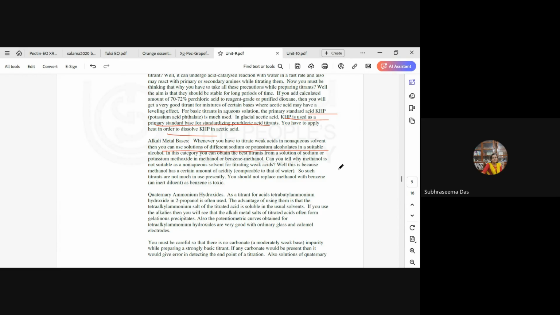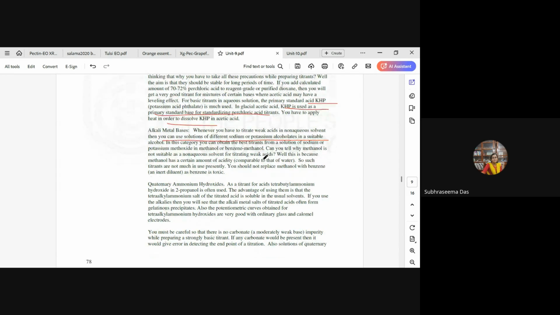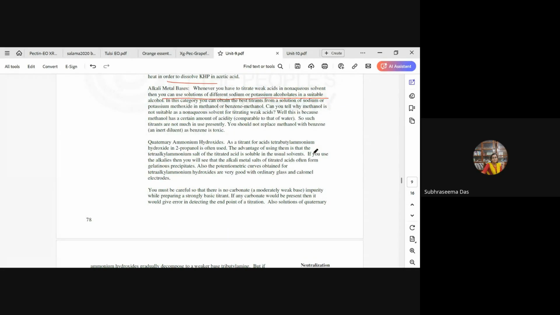Such titrants are not in much use presently, and methanol is also toxic in nature. That is why this type of titration is not much used. Then coming to titration with quaternary ammonium hydroxides. As a titrant for acids, tetrabutyl ammonium hydroxide in 2-propanol is often used. The advantage is that the tetraalkyl ammonium salt of the titrated acid is soluble in usual solvents.